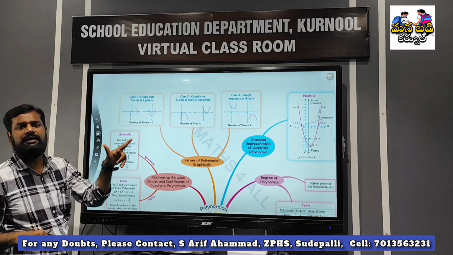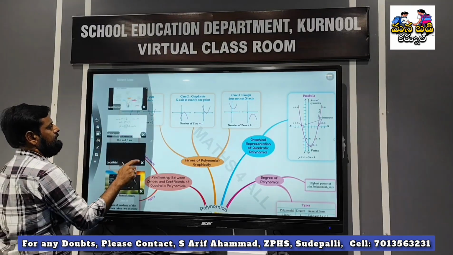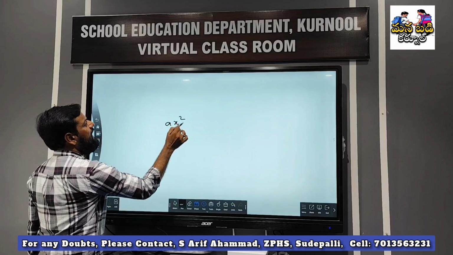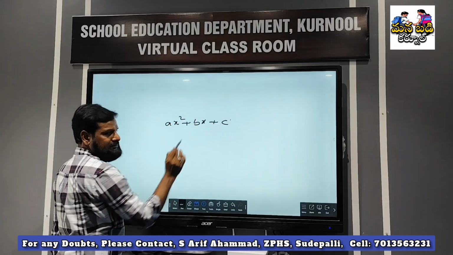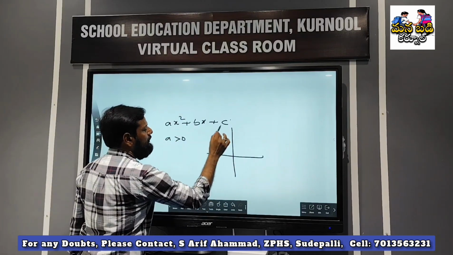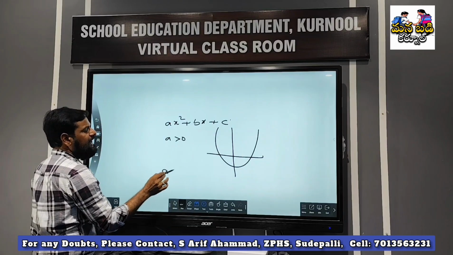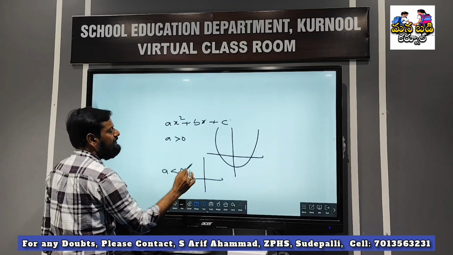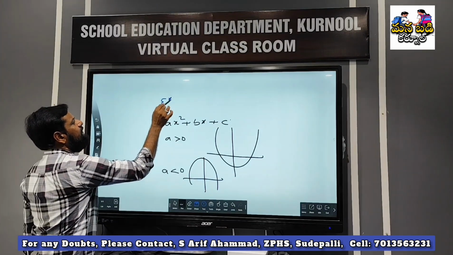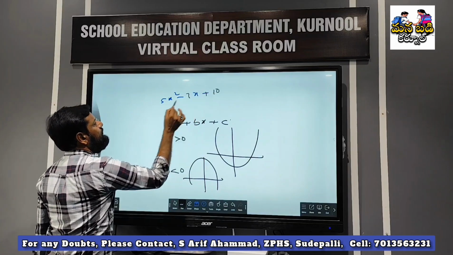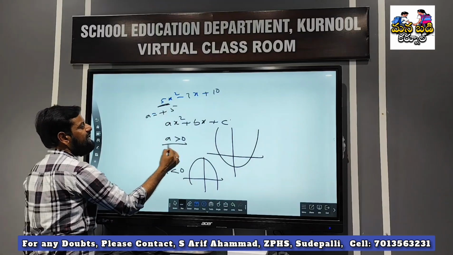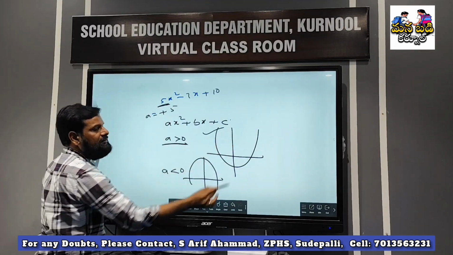A is when the parabola faces downwards. What is the standard form of a quadratic polynomial? Standard form: ax square plus bx plus c. When a is greater than 0, the parabola will face upwards. When a is less than 0, the parabola will face downwards. Suppose 5x square minus 7x plus 10. This is the a value. What is the a value here? Plus 5. Plus 5 means greater than 0. Definitely the parabola will be in this shape.